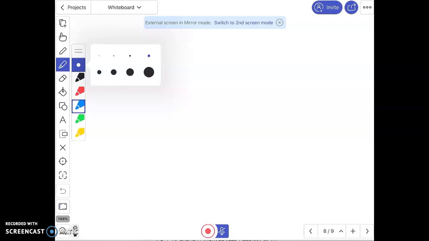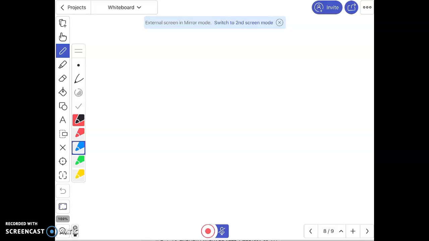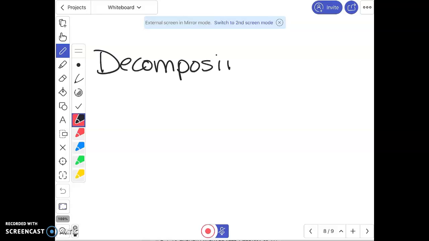So, if I'm decomposing a fraction, I'm breaking it down into smaller fractions that make up that larger fraction. So you may have done this last year with unit fractions, for example.